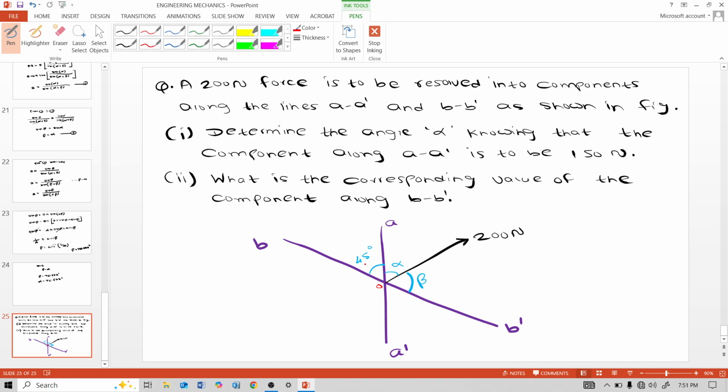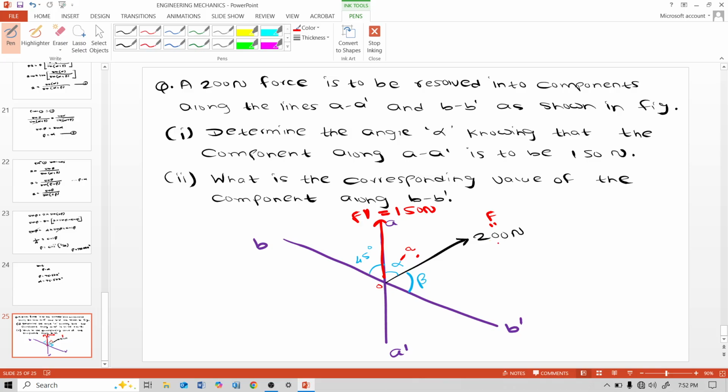Here see this 45 degree angle, alpha, and beta; those are given quantities. But alpha and beta alone are not enough, because with alpha and beta it is difficult to find out components. So we need exact degrees like 45 degree, 30 degree. Our objective is to calculate this alpha, and along A dash this component, let us consider this as F1. The F1 component is given, it is 150 Newton.